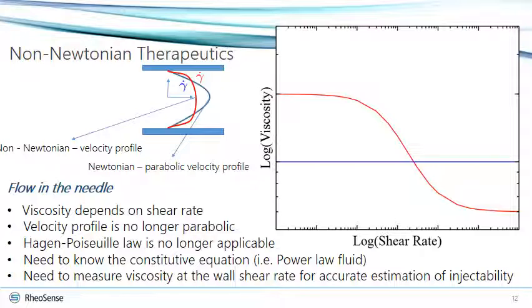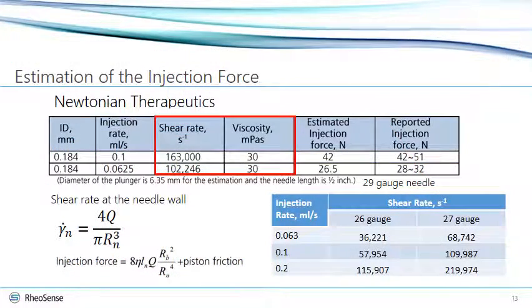RheoSense VROC technology, small scale, results in low Reynolds numbers and allows for viscosity characterization at very high shear rates that are required for injectability studies. So using the expression for the pressure drop, we'll be able to estimate the viscous component of the injection force. And here we have some examples for a 29 gauge needle and a couple of injection rates that correspond to these shear rates.